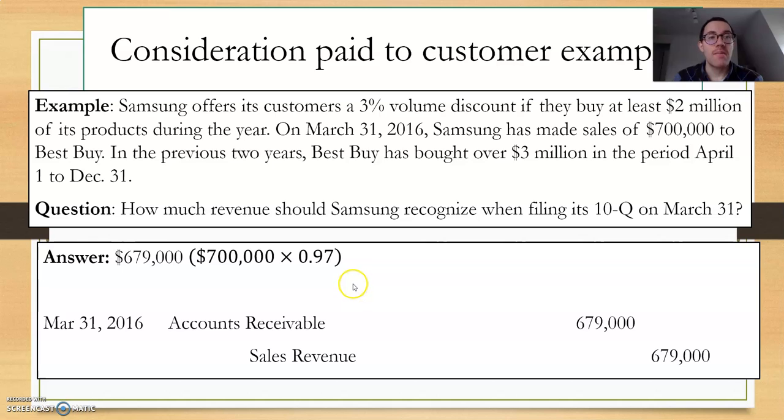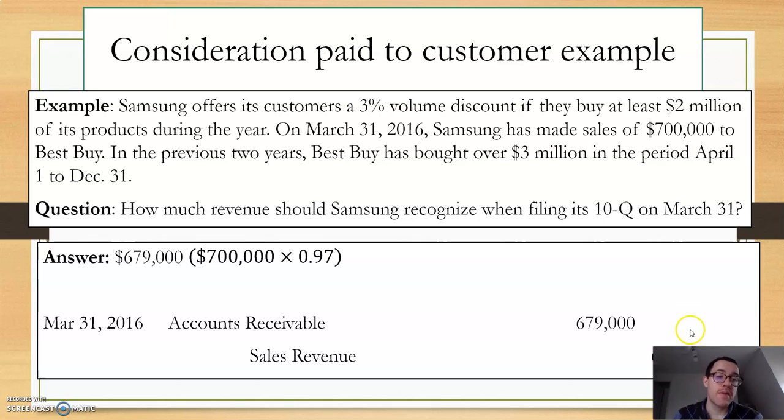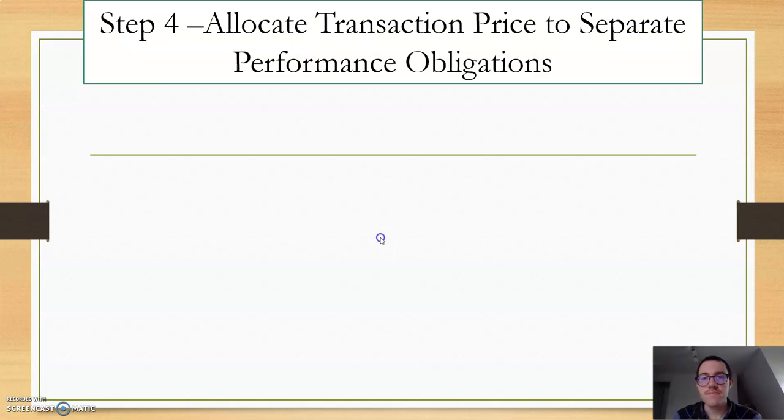Now, at the end of the year, if Best Buy doesn't hit the 2 million mark with their purchases, they won't get a discount. At that point, we'll make an adjusting journal entry to fix it, if that's what happens. But for now, this is what we do. And I think this is a good stopping point.